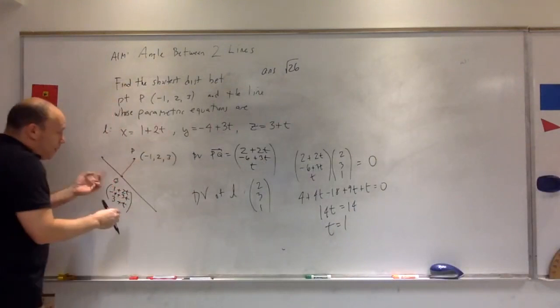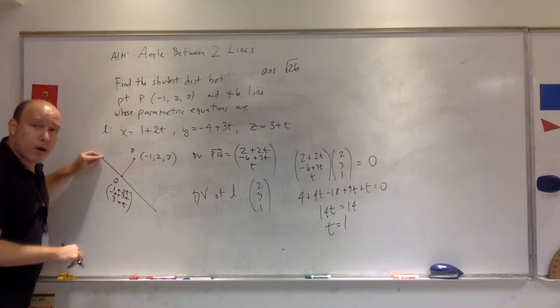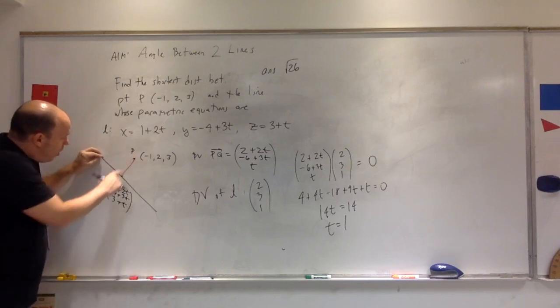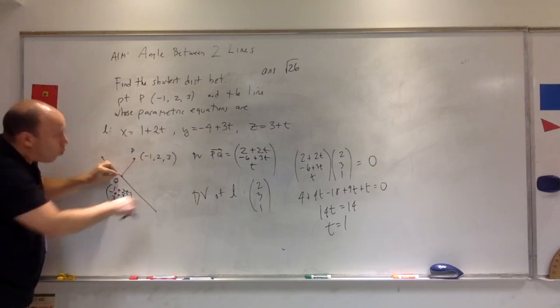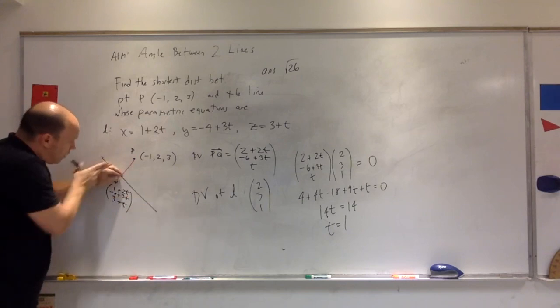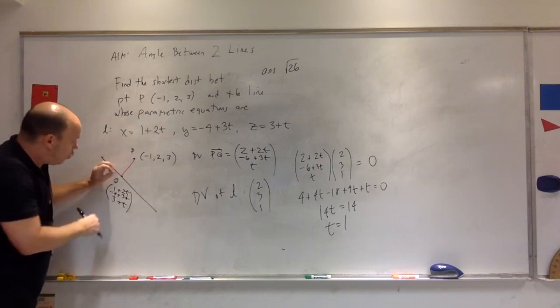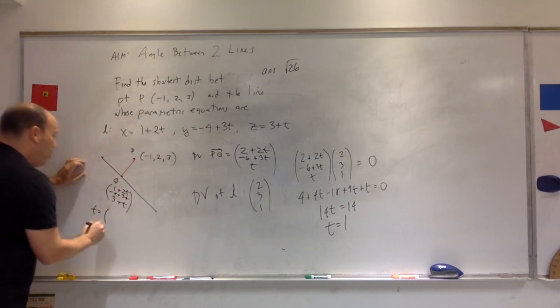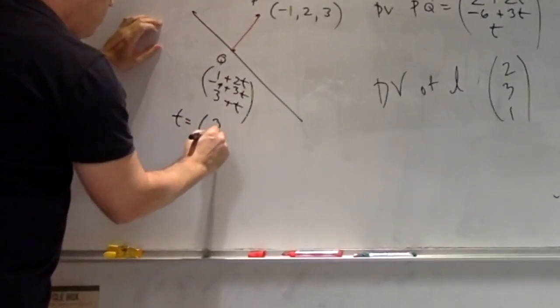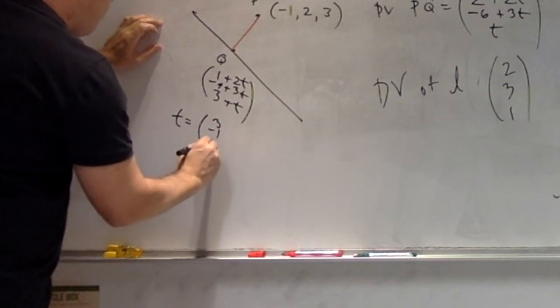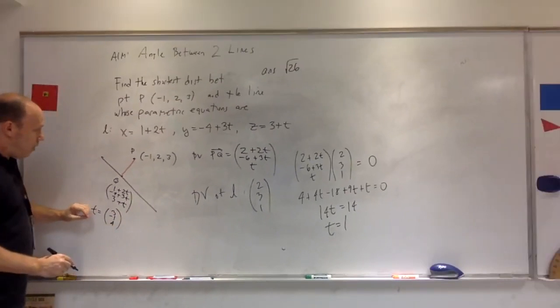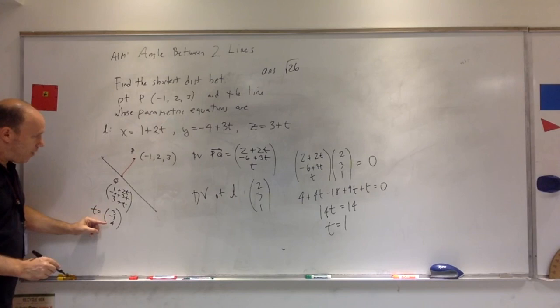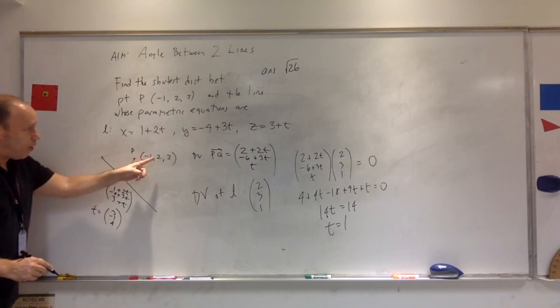So imagine this is time 0. You're walking along the shore, and there's a boat out here, and after 1 minute, you're at the closest distance to the boat. So after 1 minute, at t equals 1, where are you? You're at 3, -1, 4. Okay, so at 3, -1, 4, that's the closest distance to -1, 2, 3.